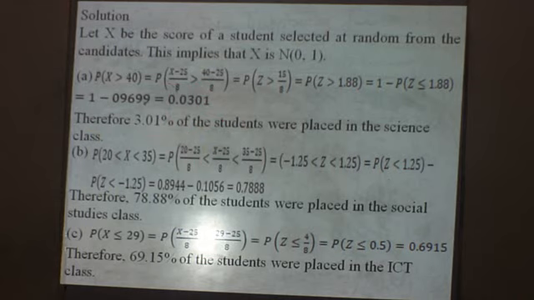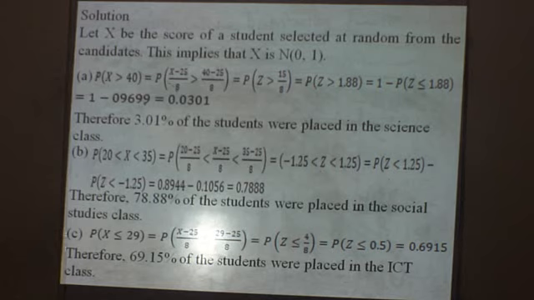So percentage wise, we multiply 0.0301 by 100, and we will end up getting 3.01% of the students being placed in the science class.